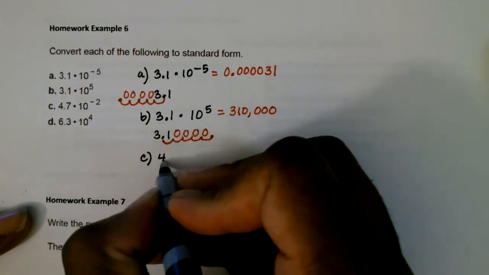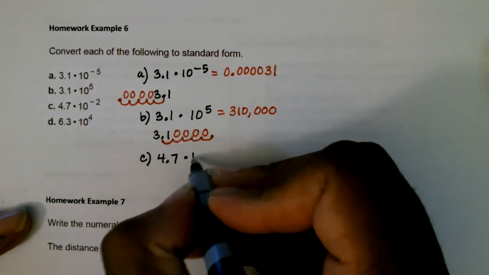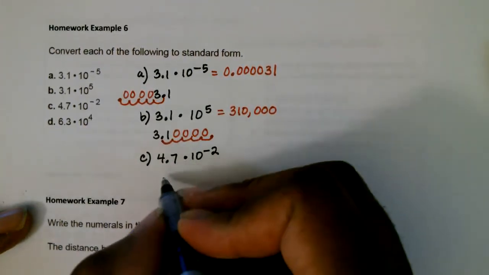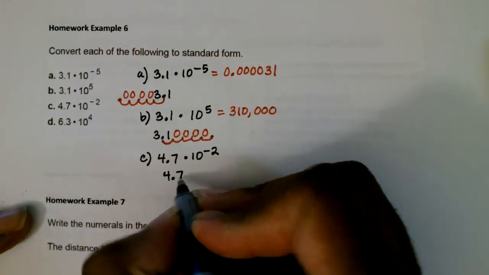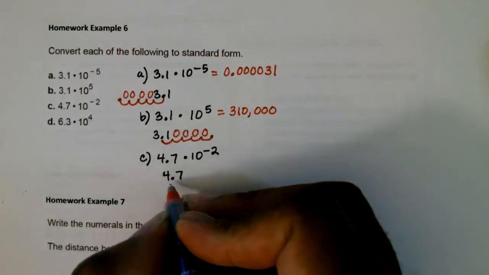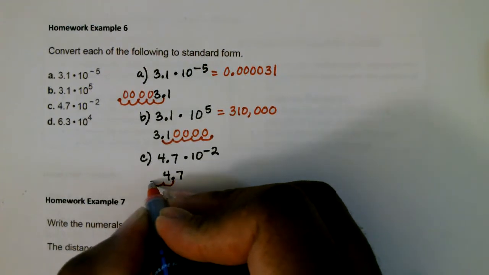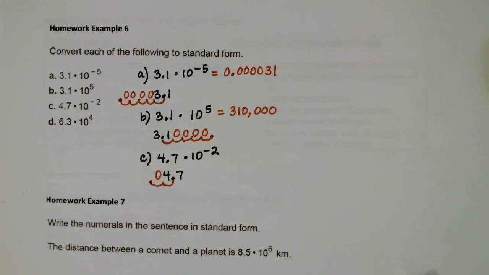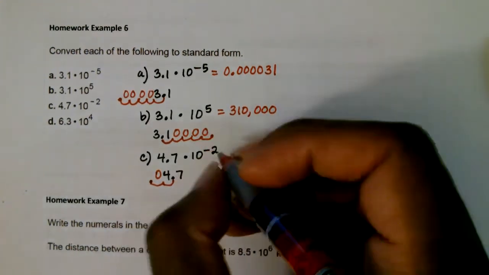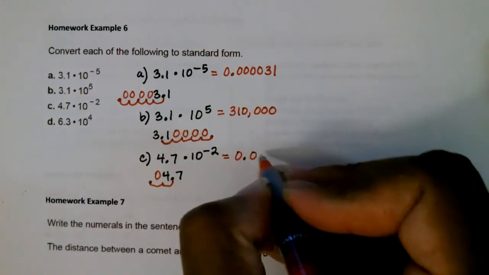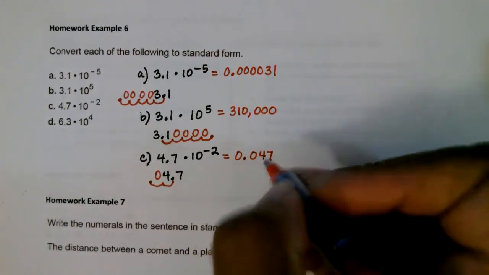All right, part C, 4.7 times 10 to the negative 2 power. Well, my exponent for 10 is negative 2. That means I need to move the decimal point 2 places to the left. So I need to include a 0 in front of the 4. So 4.7 times 10 to the negative 2 will end up being 0.047.